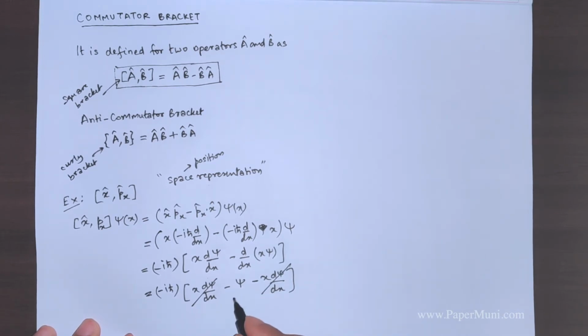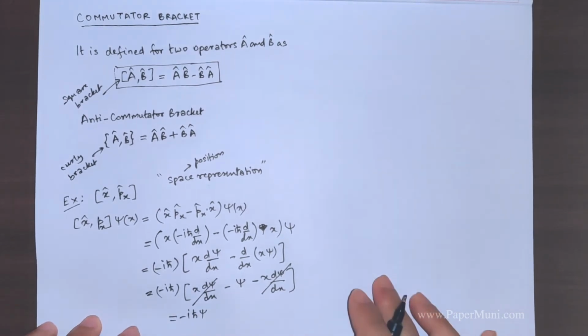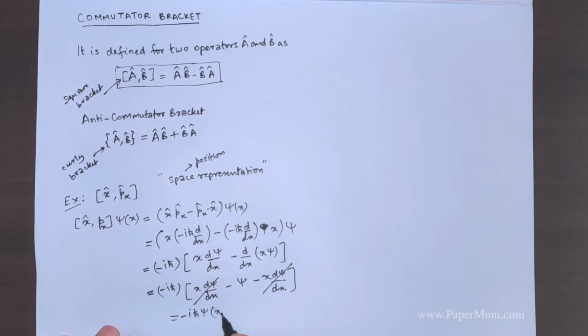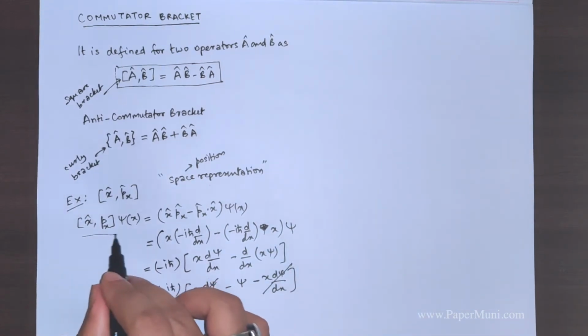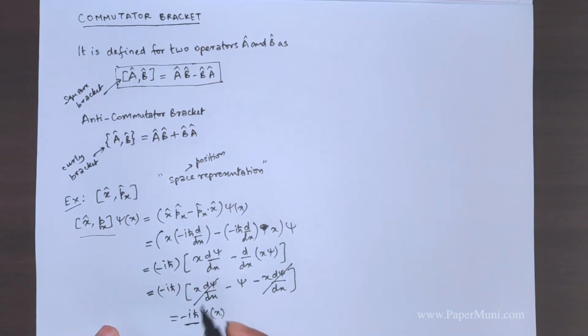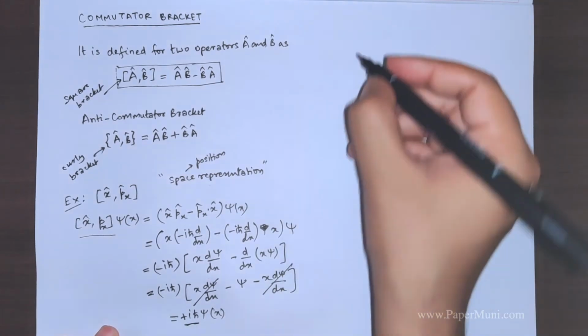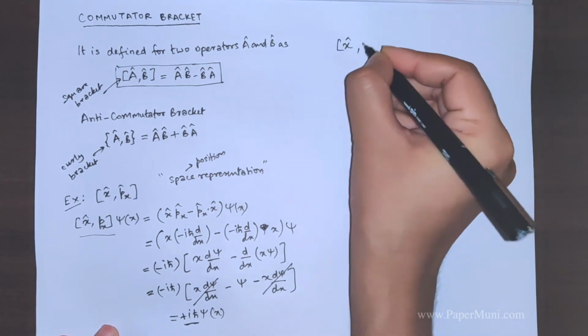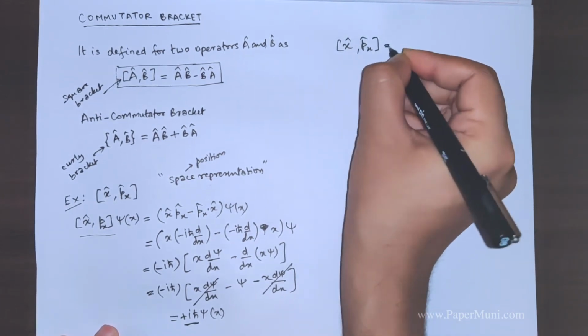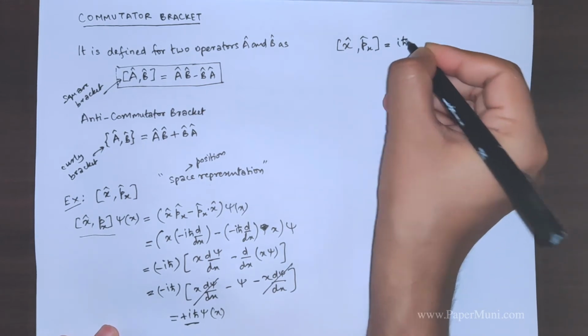Now what you are left with is minus iħψ. Okay, now what we get here is we can simply separate the effect of the operator. Operating this quantity on ψ(x) simply adds this, this will be a plus sign. Okay, there's a minus plus sign, so it only adds iħ to the wave function. So we can simply say that the [x, px] commutator bracket reduces to iħ.